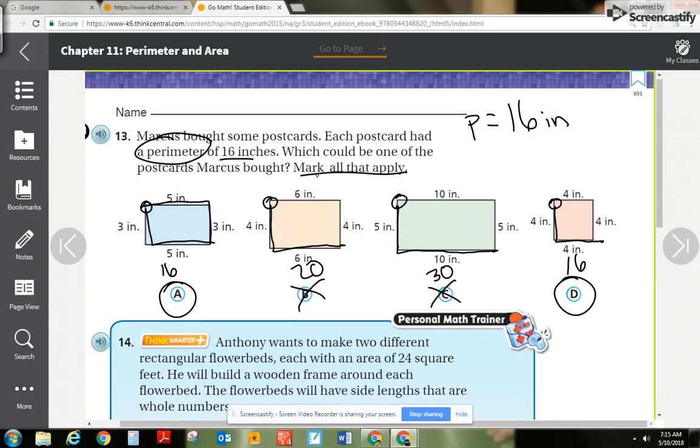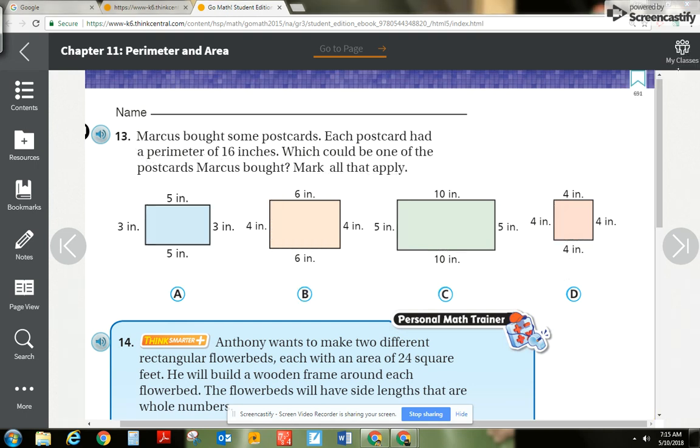Please, guys, make sure that you are answering the question. Mark all that apply. Don't just be like, oh, I got 16 and then move on. Don't be in such a hurry. Think and read the directions carefully.